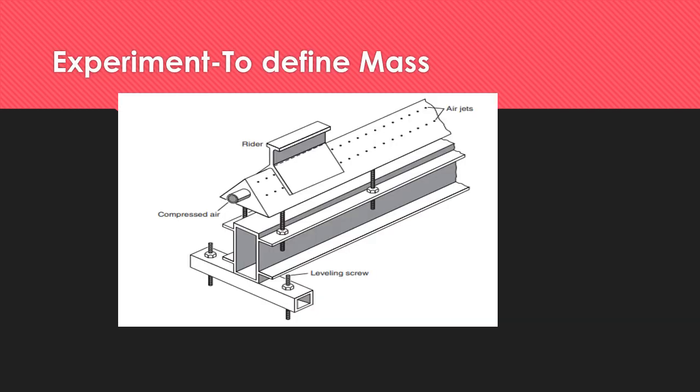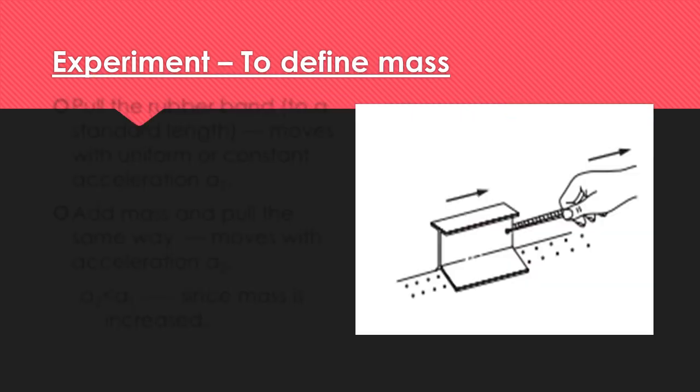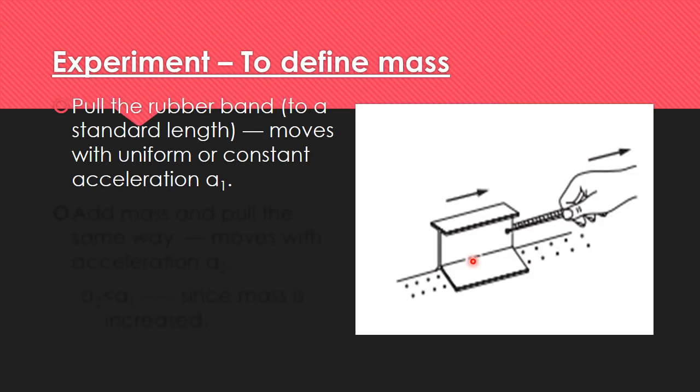Right? Now, we have to define mass and force by some experiments. You know this is our linear air track. We have done videos about this linear air track. We do this experiment to define mass using the linear air track.